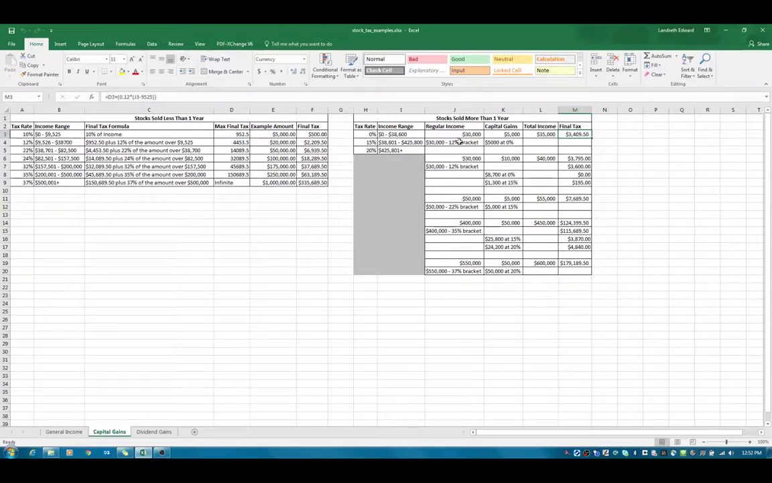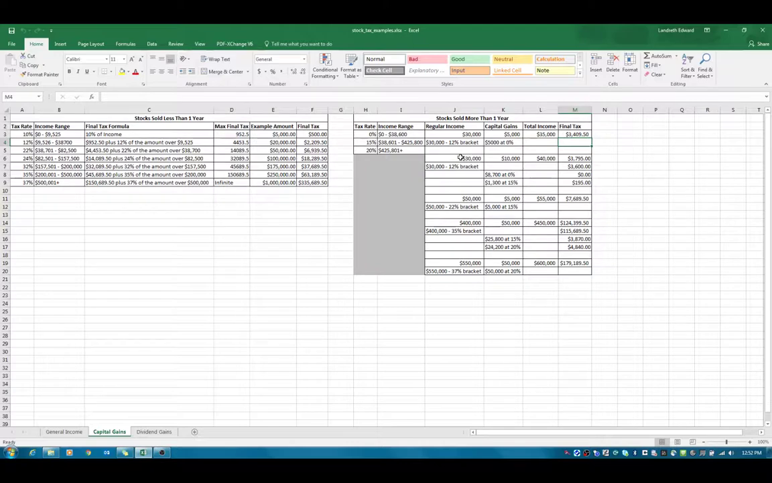So you would have all of that first 10% bracket filled out, $952.50. All of that gets into your final tax amount, and then the remainder of your $30,000 goes in the next bracket. So 12% times your $30,000 minus the entry point of this 12% bracket.